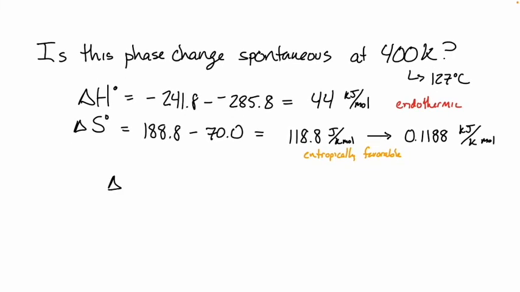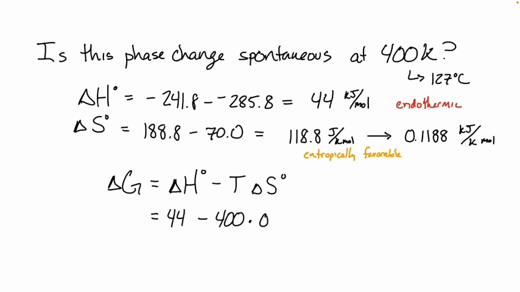All right, so delta G is going to be equal to the enthalpy minus temperature times the entropy. Plugging in the values that we got here, negative 3.52 kilojoules per mole.